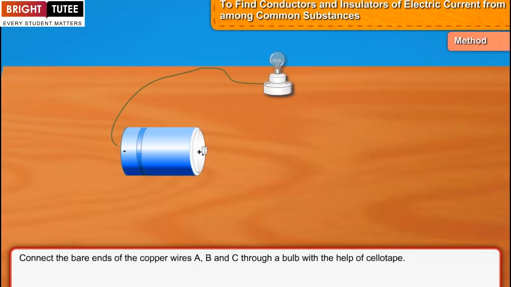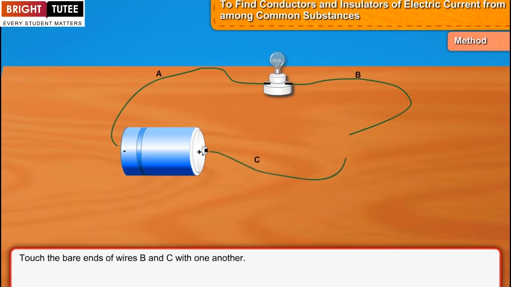Connect the bare ends of the copper wires A, B and C through a bulb with the help of sellotape. Touch the bare ends of wires B and C with one another. You observe that the bulb glows, thereby showing that all the parts of the circuit are conducting electricity.